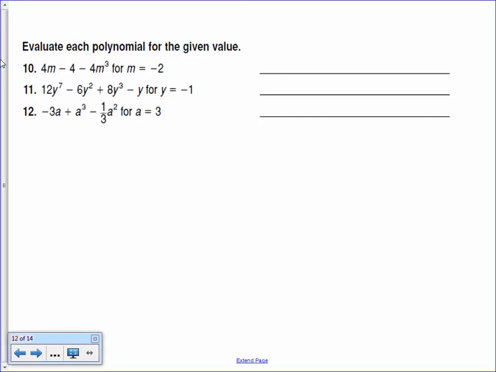All right, let's do some evaluating. So evaluate each polynomial for the given value. So number 10, we got 4m minus 4m to the third. And we need to plug in negative 2 in for m. So this is a good review of order of operations. So let's plug that negative 2 in for every m. So 4 times negative 2 minus 4 times the negative 2 to the third. So just plug in that negative 2 for all of them.